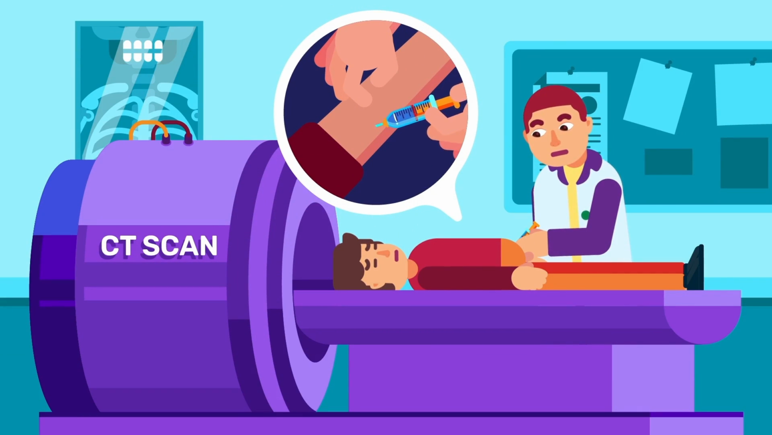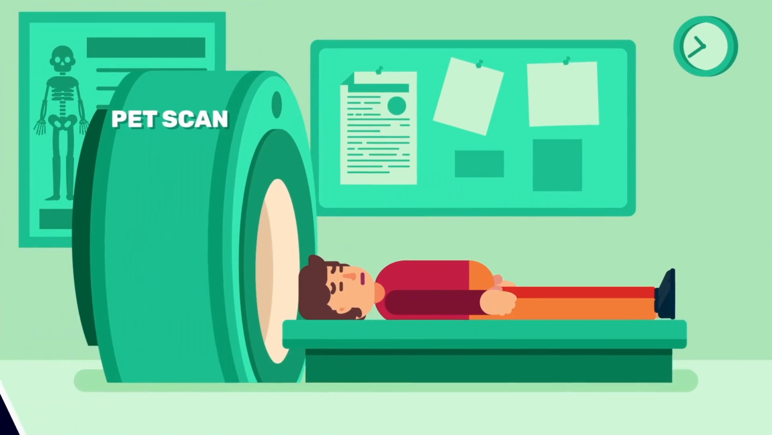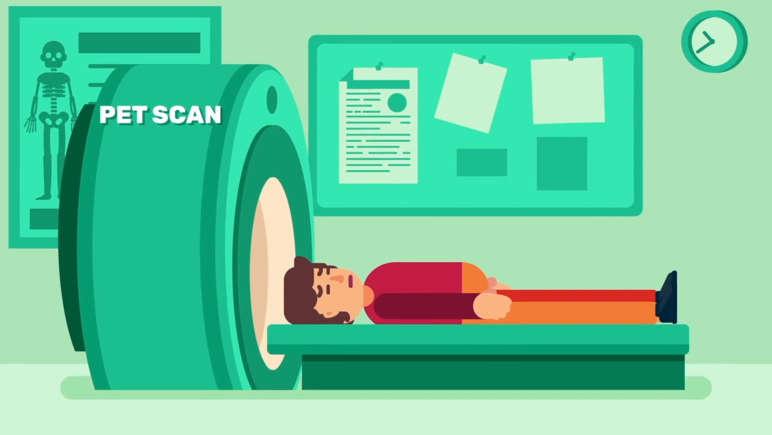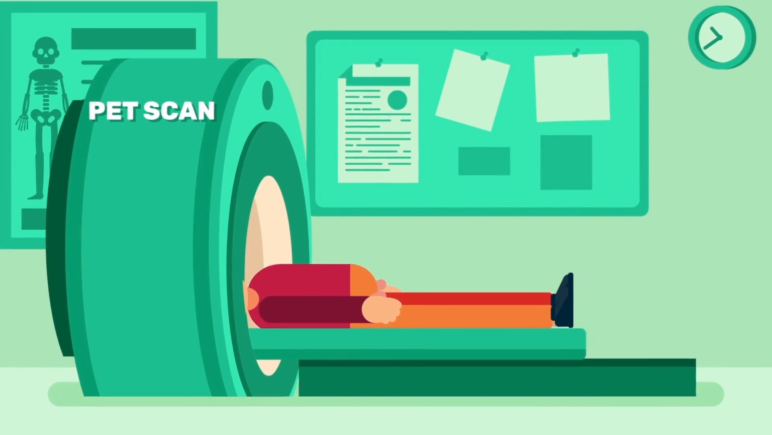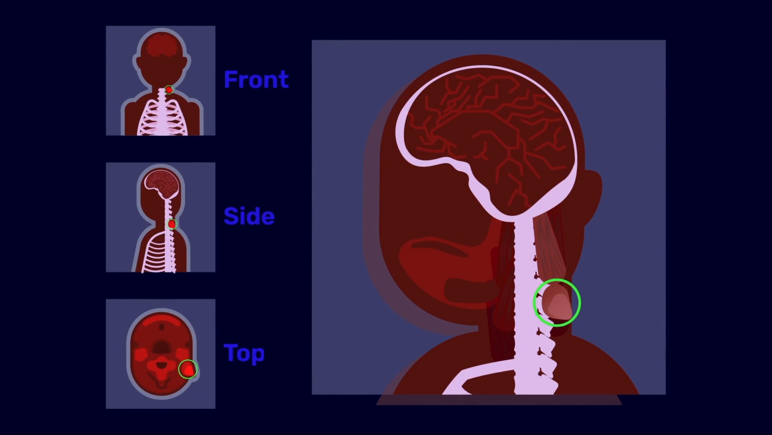CT angiogram may be used to highlight any pathology of the blood vessels. Other imaging options include MRI and PET scans. PET scans are especially useful when trying to find the primary cancer site in the case of malignant neck nodes.